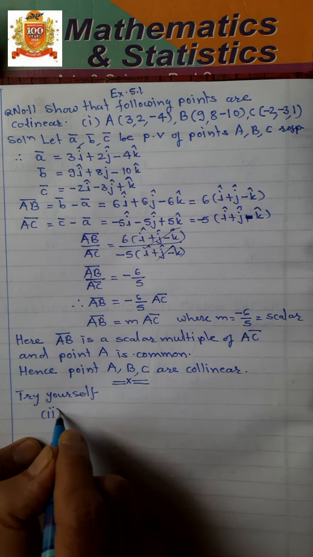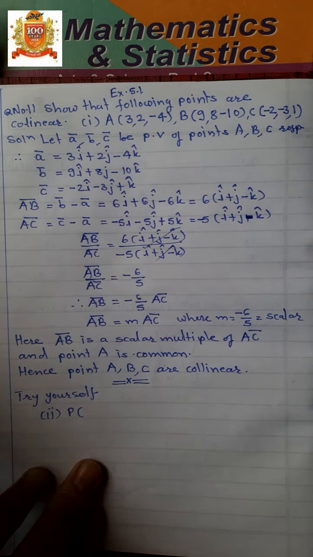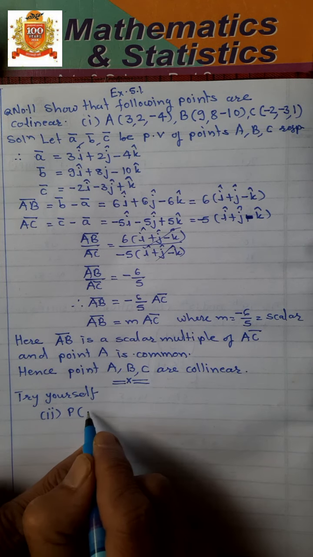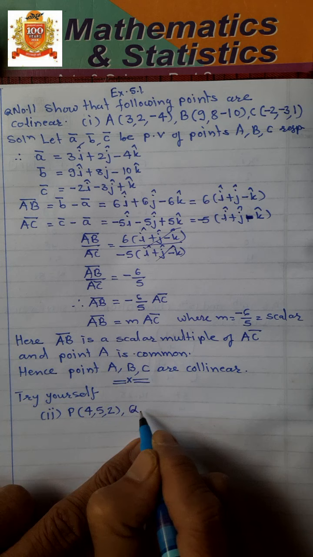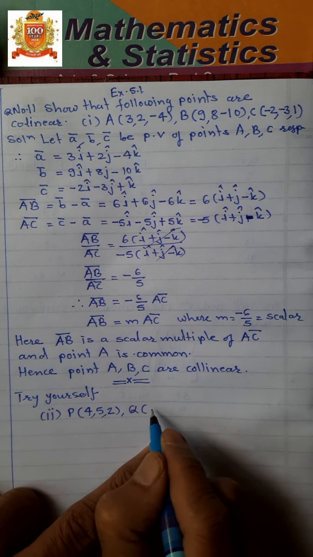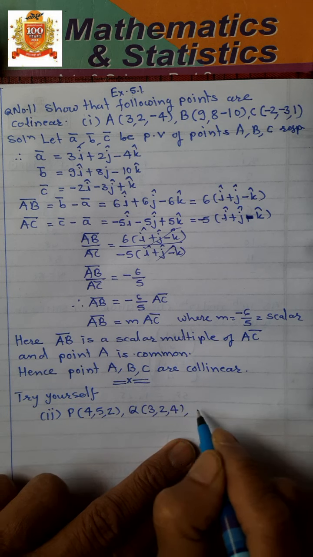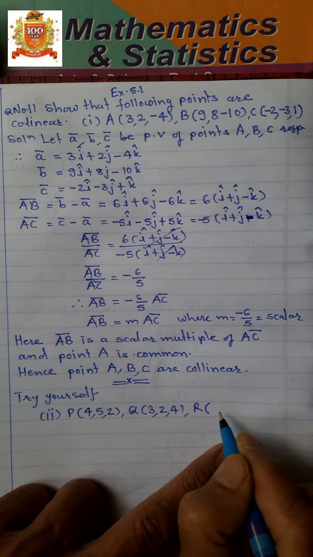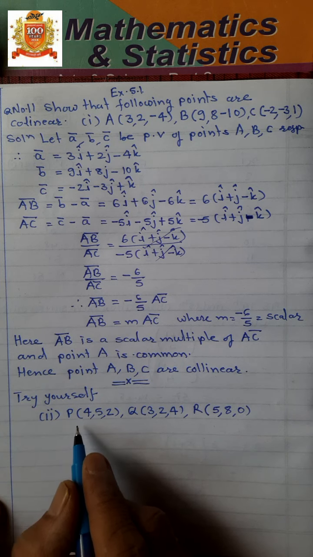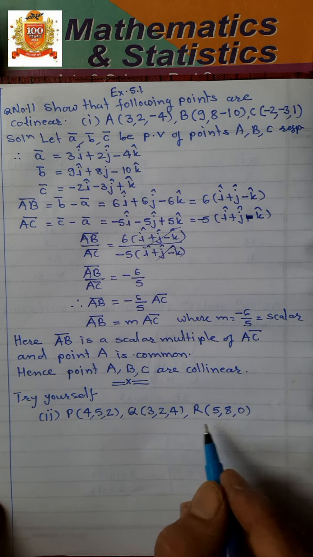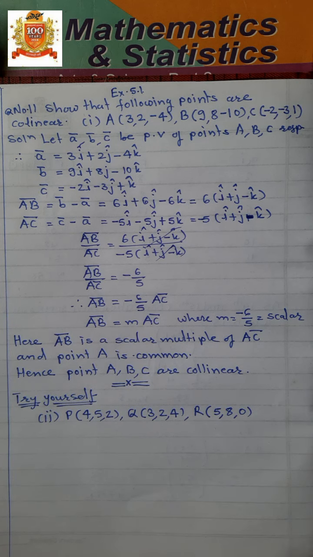Second question. Coordinate of point P is 4, 5, 2. Coordinate of point Q is 3, 2, 4. And coordinate of point R is 5, 8, 0. You have to test whether these 3 points are collinear or not. Try yourself this question, isn't it? I hope you will try this.